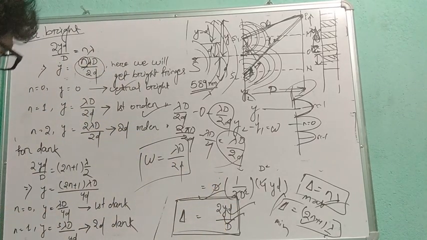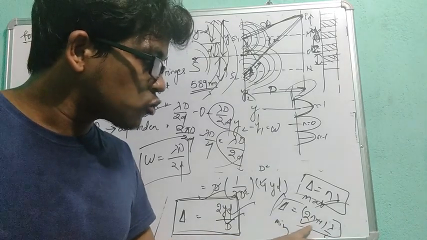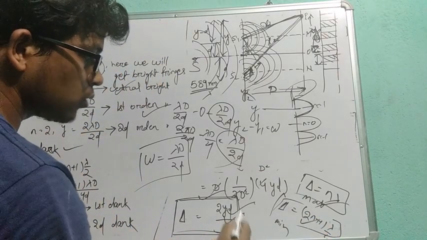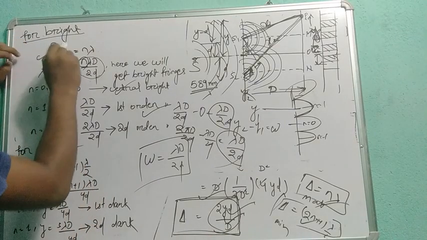Beautiful. Then come for the dark. This is for the dark. For dark we know we have path difference 2n plus 1 lambda by 2. Multiply by 2 lambda d by d. Same thing as I did here.